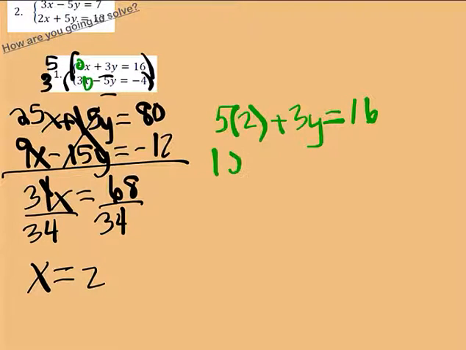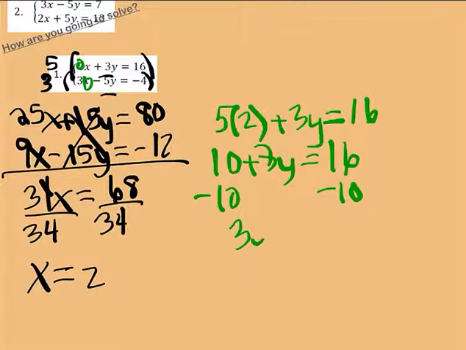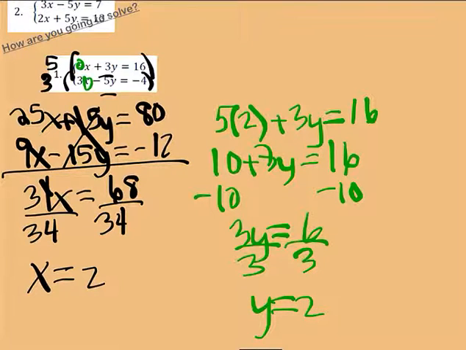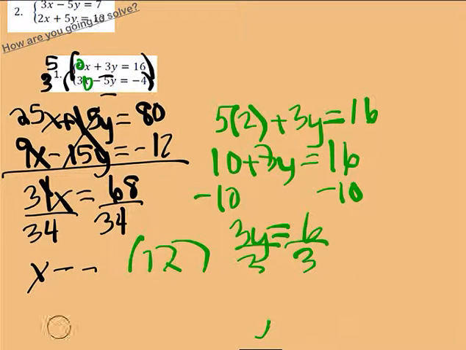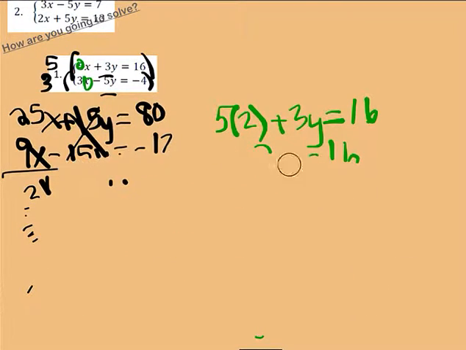So then 5 times 2 is 10, plus 3y is equal to 16. Subtract 10 from both sides, and I get that 3y is equal to 6. Divide both sides by 3, and I get that y is equal to 2. So then we have the point (2, 2) as our final answer for number 1.